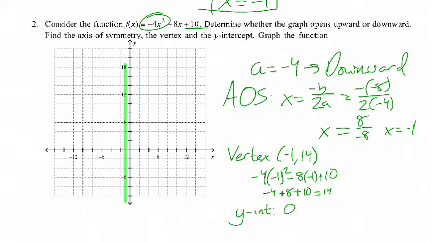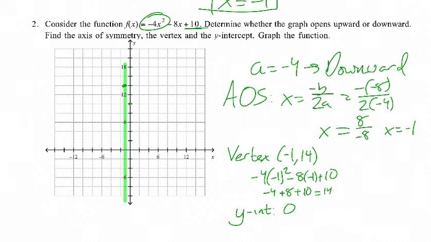So now we're going to plot some of these points in there. We already have our axis of symmetry on there. I'm going to plot our point of our vertex at negative 1, 14, which is right here. And we have a y-intercept of 10. This is going to be kind of a steep graph. You'll notice that, especially with this scale, they're kind of close to each other.